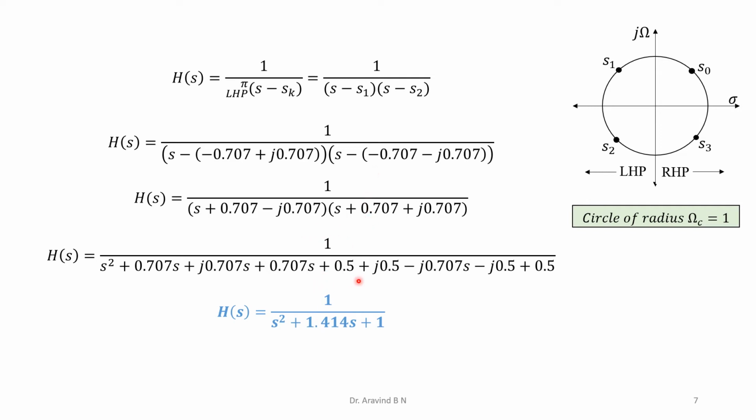2 further steps are shown over here. So after making these 2 steps and the complete simplification, we get h of s is equal to 1 divided by s square plus 1.414 s plus 1. So this is the normalized Butterworth filter, that is h of s is equal to 1 divided by s square plus 1.414 s plus 1. In the table, in this location, it is written as root 2. Root 2, if we make the simplification, yields 1.414.